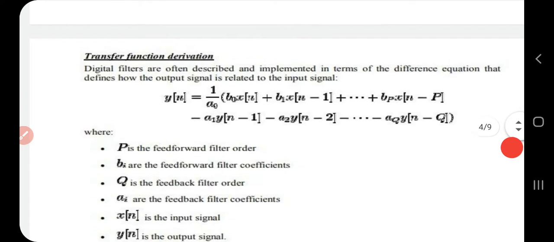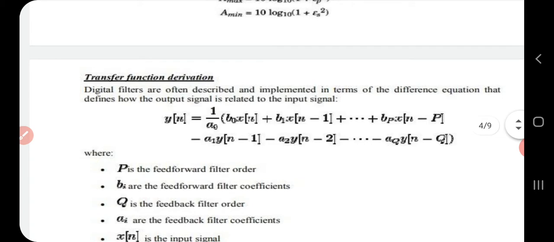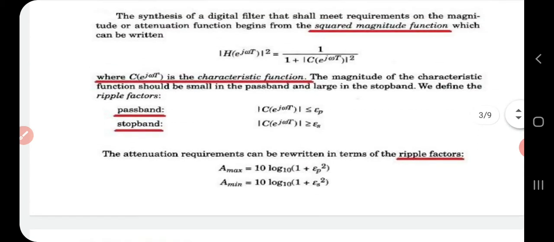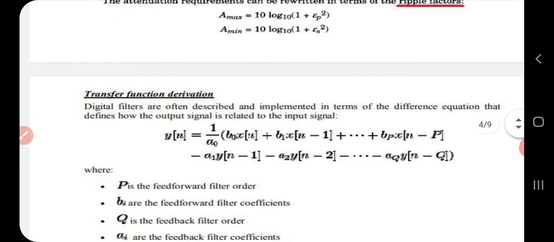When you study diodes, you might have come across PIV, the maximum peak inverse voltage. Some diode specifications will specify it, right? So just like that, this IIR filter also will have some specifications. That is what we have studied now.